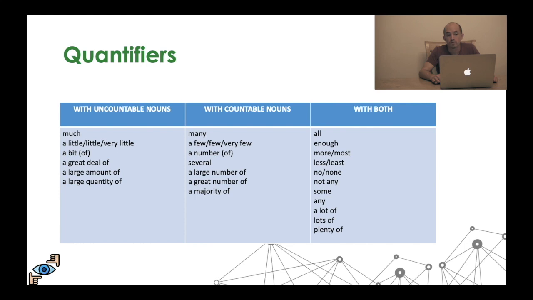And here are some examples of quantifiers that commonly go with uncountable nouns or countable nouns. Now, there are many quantifiers that you can actually put with both countable and uncountable nouns. For example, all, enough, no, none, not any, a lot of, lots of.